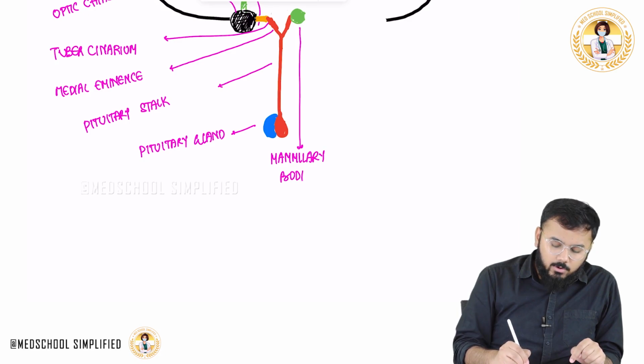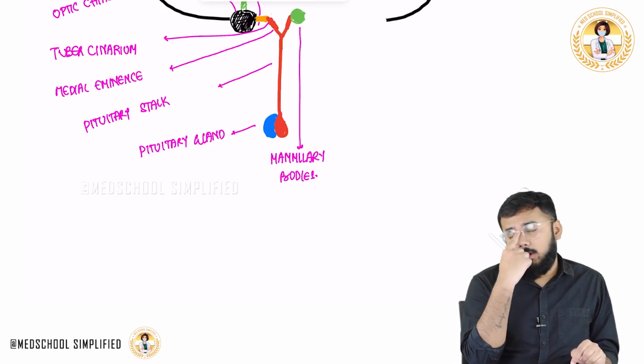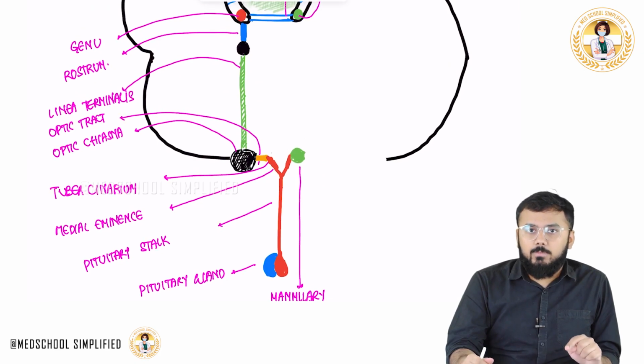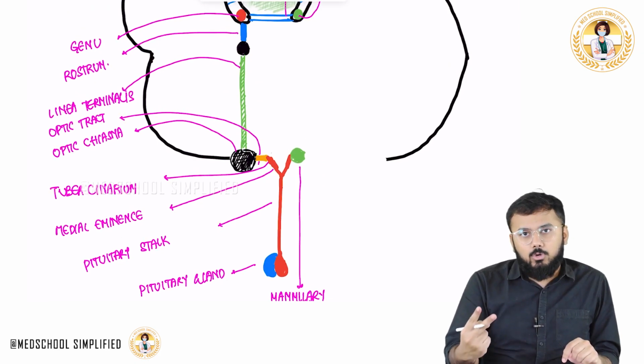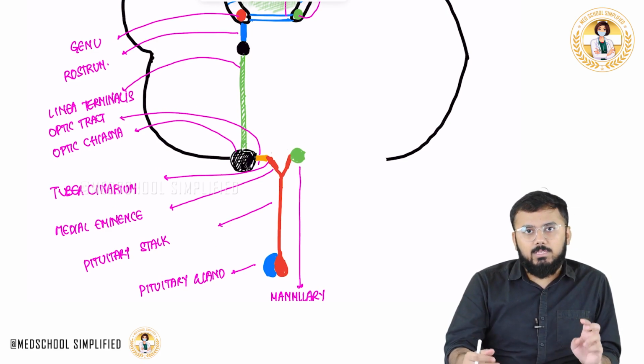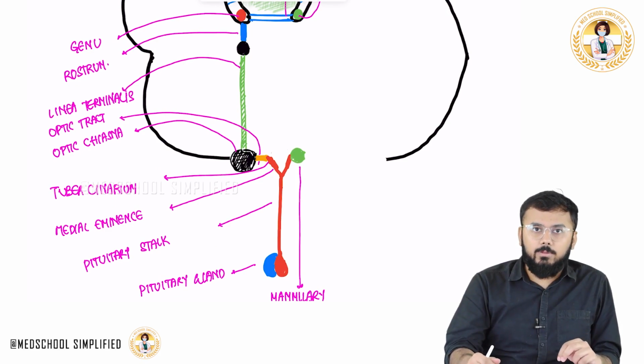Mammillary bodies. Why are you calling it bodies? Because it is only one here. Then why are you calling it bodies? This is a picture from the medial side, right? Actually, you have got two mammillary bodies, one on the right, one on the left. So, this is a picture from the side. That is why you can see only one body.